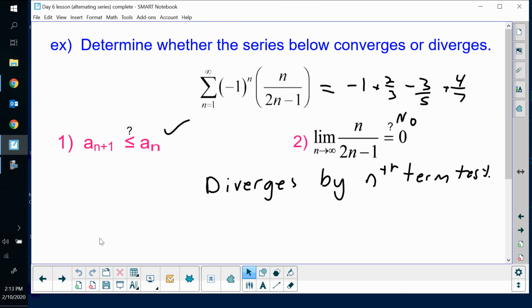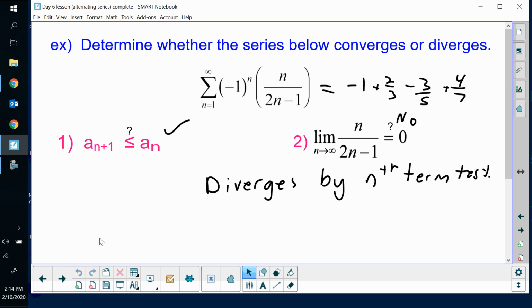So here's our next series. If we write out a couple terms, we fill in 1 for n, we get -1. Fill in 2 for n, we'll get a positive, we'll get 2 on top, 3 on the bottom. If we keep going, we'll get -3/5, +4/7, and so on.